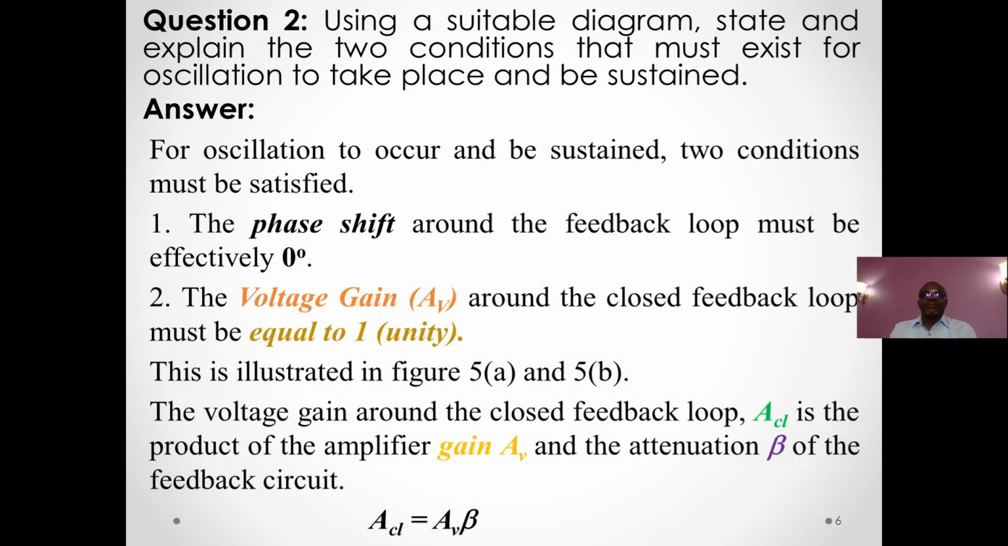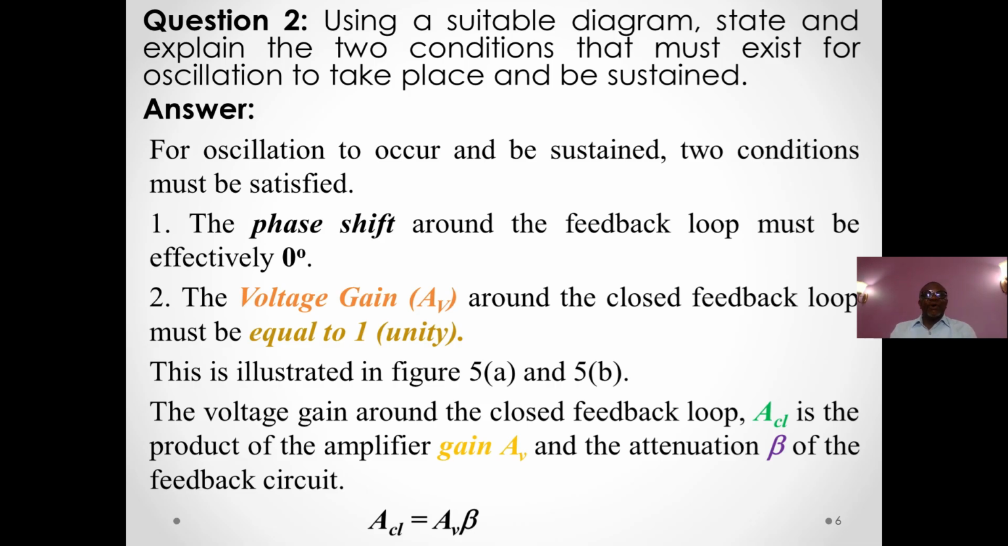Question 2 says, using a suitable diagram, state and explain the two conditions that must exist for oscillation to take place and be sustained. Mention that briefly, but this is a separate question and can come in any form.